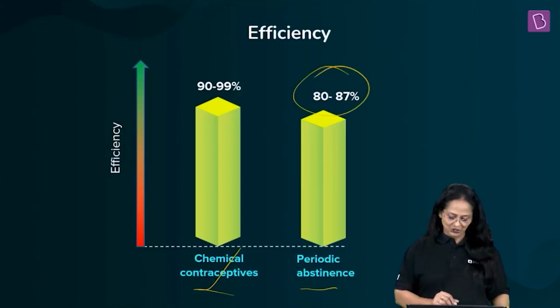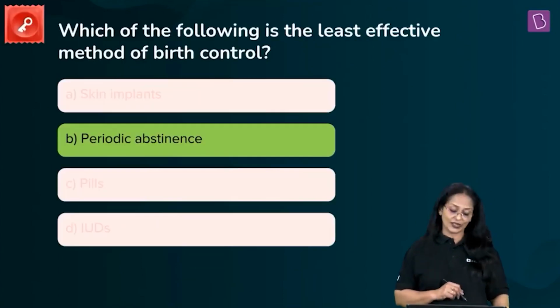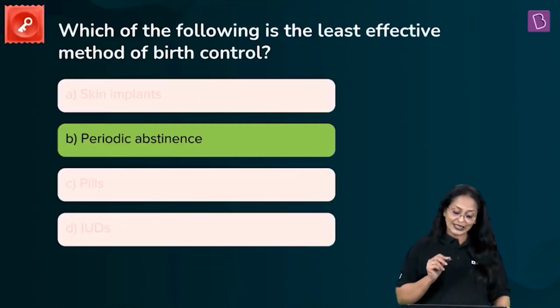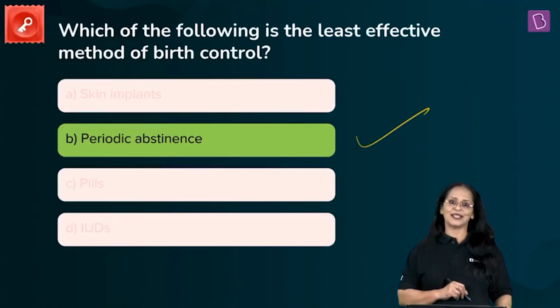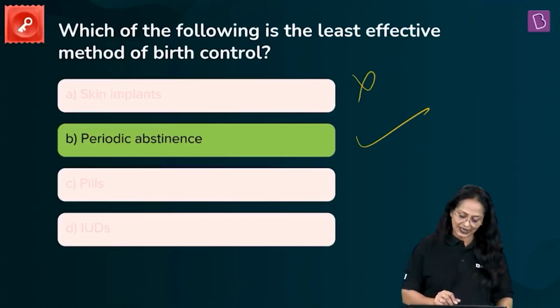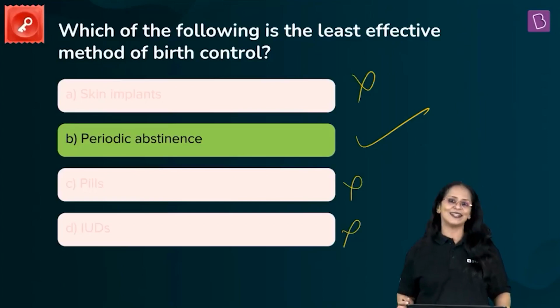So, when you look at this question, which of the following is the least effective method of birth control? It is B. Periodic abstinence is the right answer. We eliminate A, C, and D. B is the right answer.